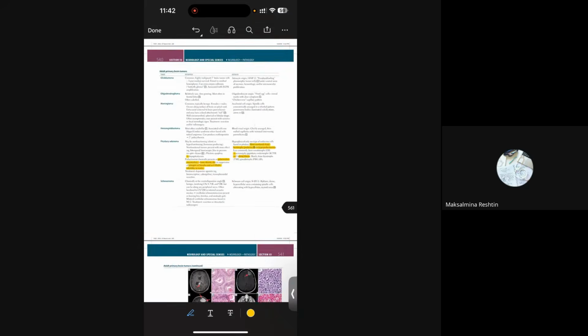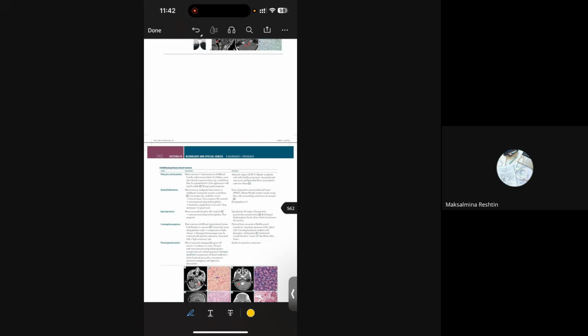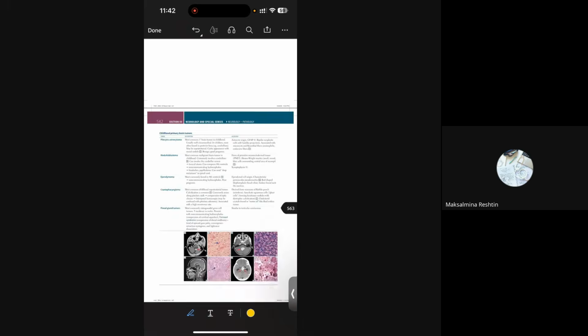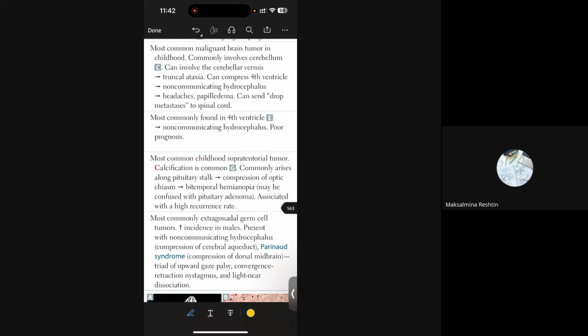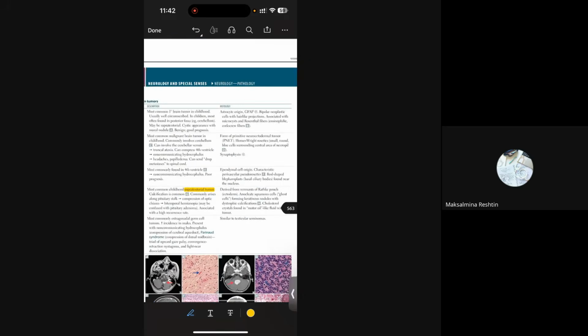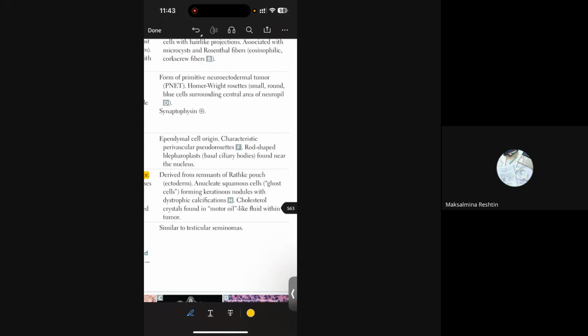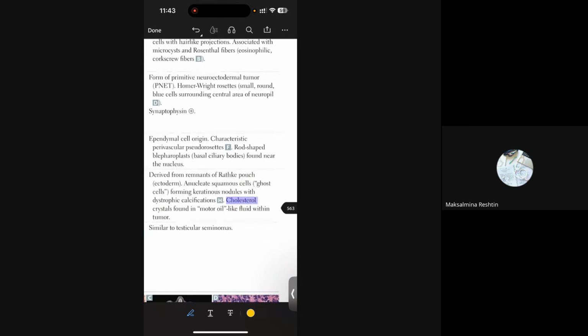Most common supratentorial tumor in children, associated with high recurrence rate. Cholesterol crystals are found in a motor oil-like fluid within the tumor. It is derived from where? From the remnants of Rathke's pouch.